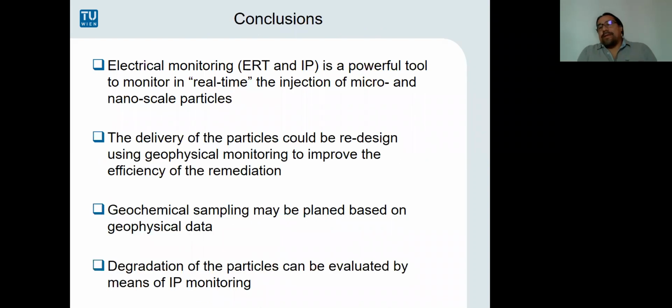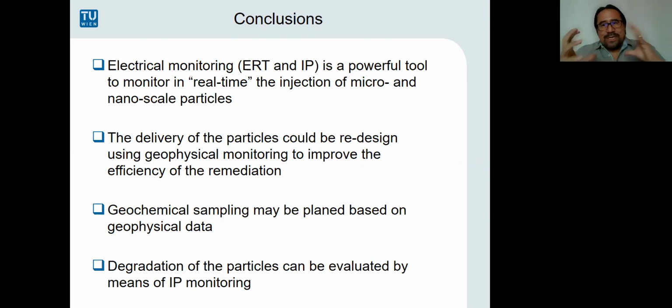We believe that these observations are valid for other remediation, not only for injection of particles, maybe for other kinds of in situ remediations. We can use geophysics in the same way. So electrical imaging is a powerful tool, and we believe that this information should be used in real time to adjust the remediation strategy and improve the efficiency.